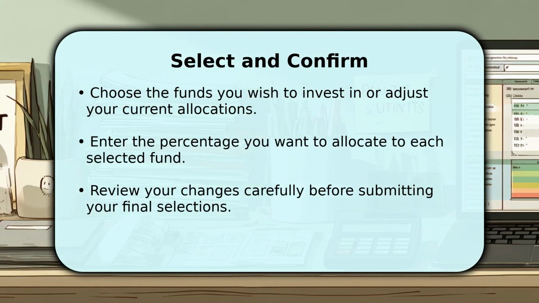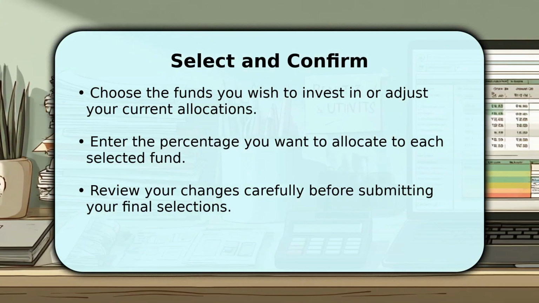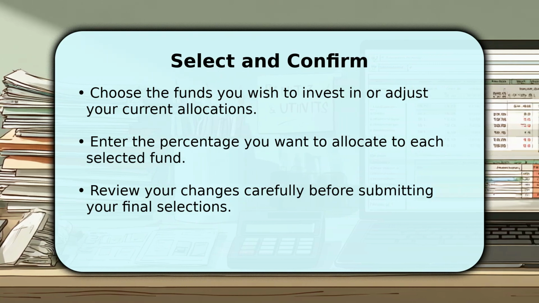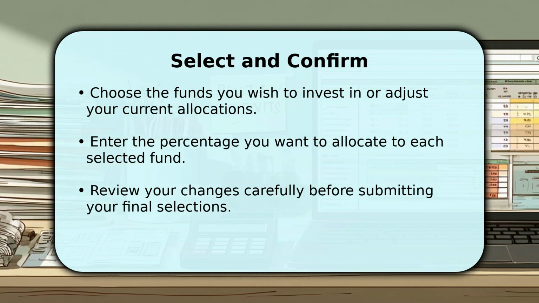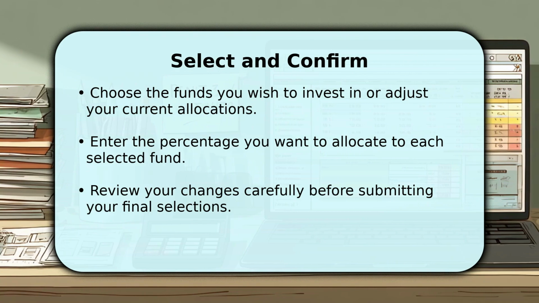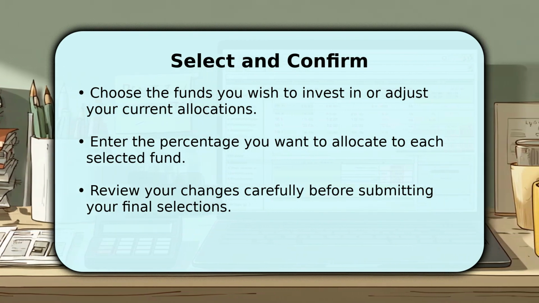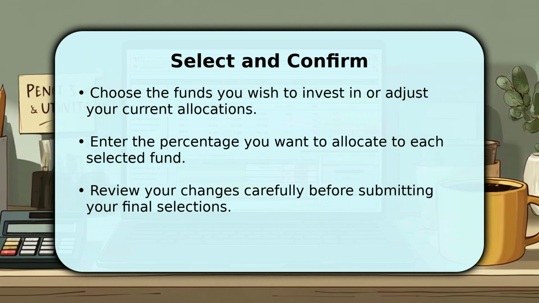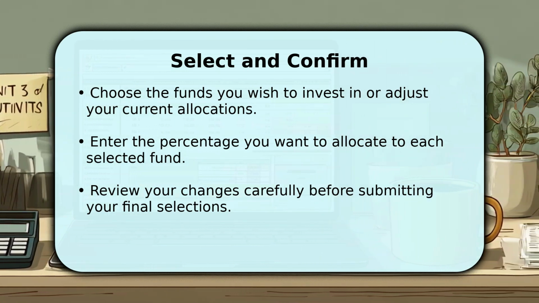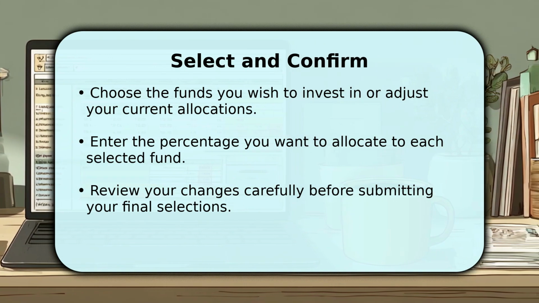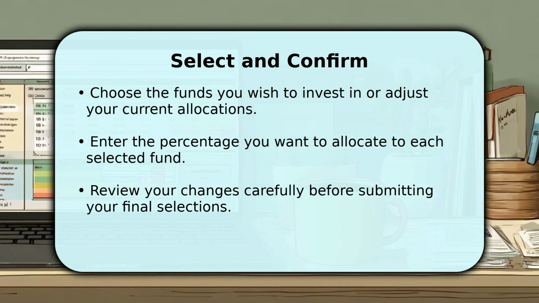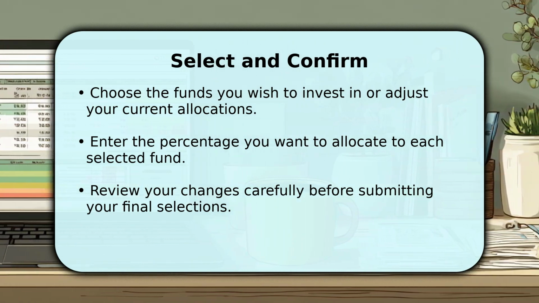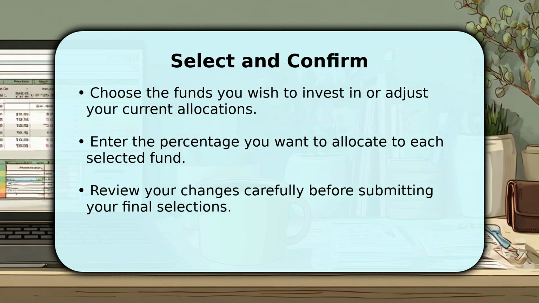After deciding on the funds that best suit your strategy, it's time to make the actual change. You'll typically enter the percentage you wish to allocate to each chosen fund, ensuring the total adds up to 100%. You might be reallocating existing funds or simply adjusting future contributions. Before you finalize anything, always take a moment to carefully review all your selections. Double-checking ensures everything is exactly as you intend.